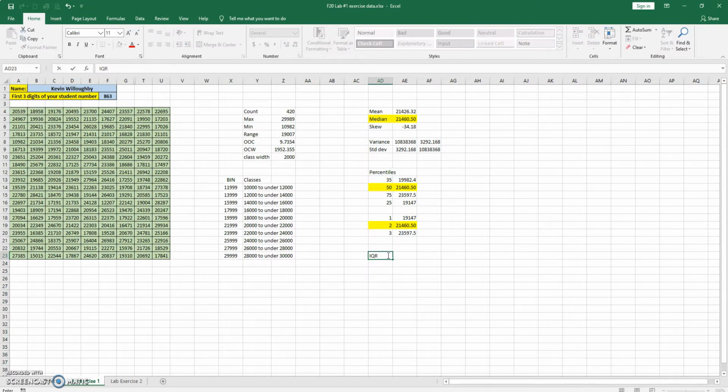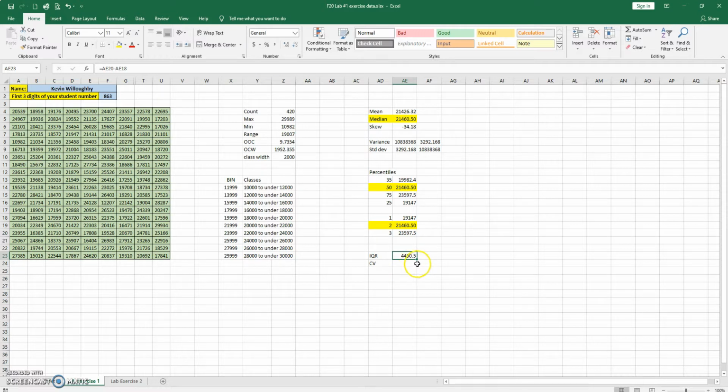IQR, interquartile range, and the CV. Interquartile range is the difference between the third quartile and the first quartile, or the difference between the 75th percentile and the 25th percentile. So I'm going to click on the value for Q3, click on the value for the first quartile, and there is the interquartile range.